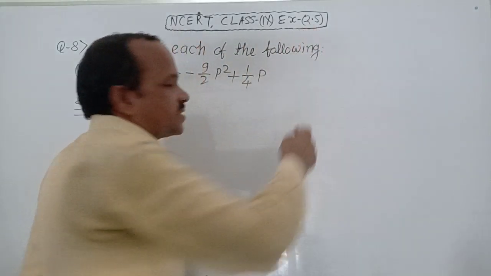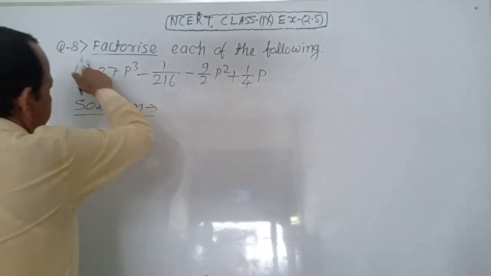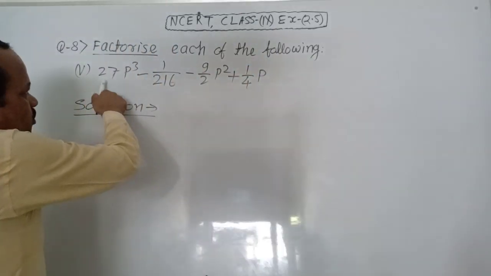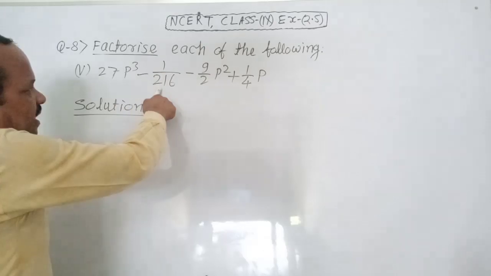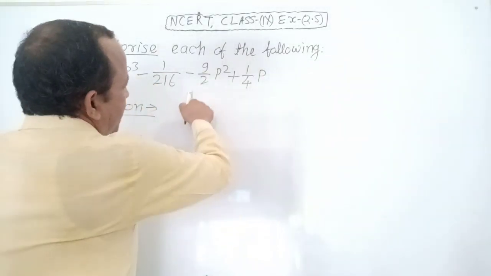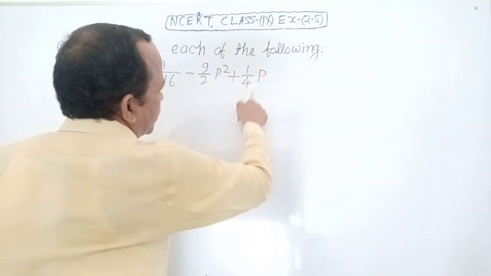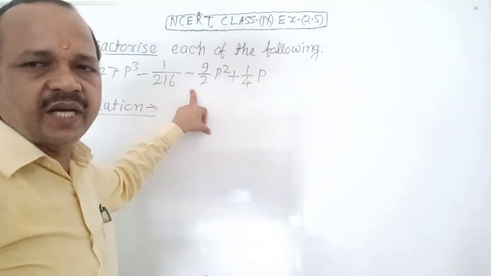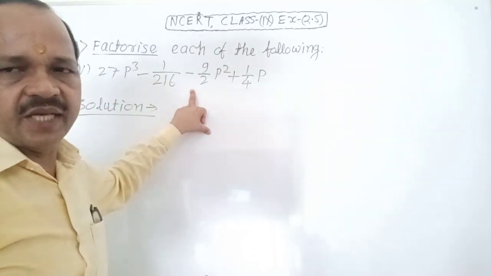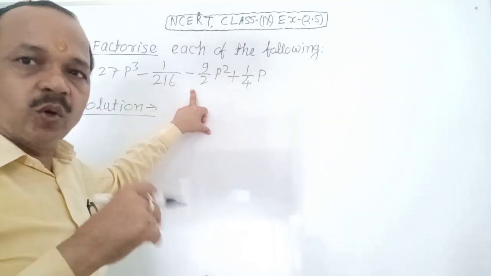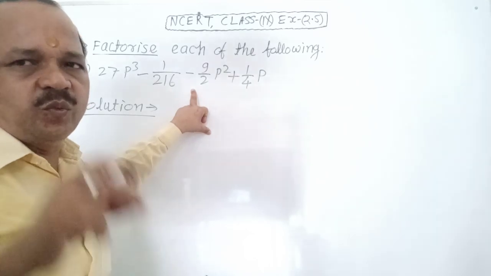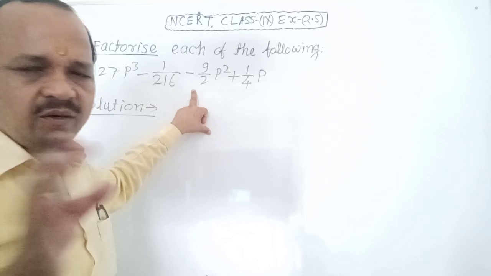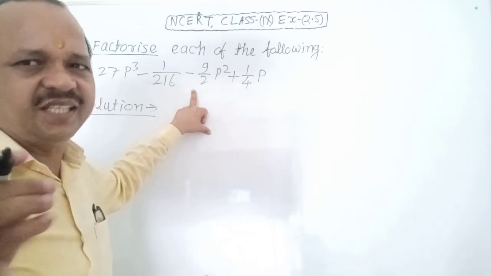NCERT class 9, exercise 2.5, question number 8. Factorize each of the following. 5. 27p cube minus 1 by 216 minus 9 by 2 p square plus 1 by 4 p. It is the given question. You factorize it with the help of a suitable identity. The identity is (a minus b) whole cube equals a cube minus b cube minus 3ab in brackets (a minus b). It is clear, no confusion about it. It is very easy.